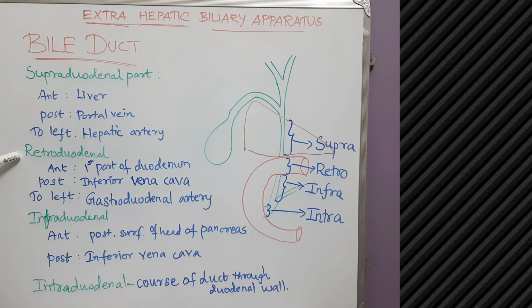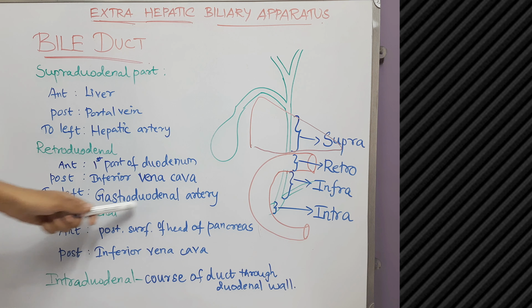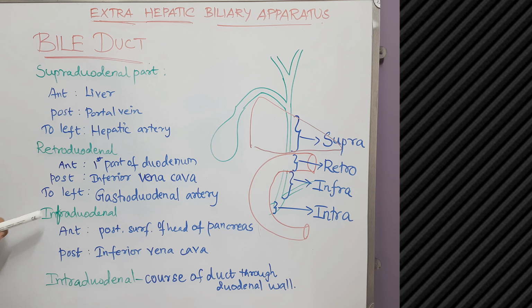And next is retroduodenal part. Anteriorly it is related to the first part of the duodenum, and posteriorly to the inferior vena cava, and to the left it is related to the gastroduodenal artery.